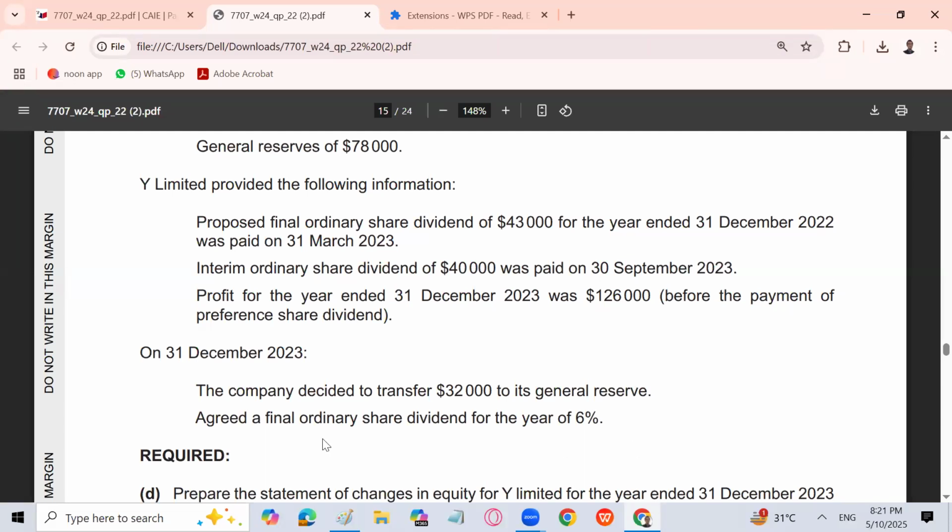This will not come, although it is written agreed, the word proposed is not there. It is not yet paid because it is not yet approved in the annual general meeting. Only paid dividend is recorded in the books. This has not been paid; it is basically the proposed dividend for the end of this year, because it is agreed as a final ordinary share dividend for the year of 6% which is supposed to be paid in 2024. So this will not come in the books, because you have declared and recommended it, but not paid it. So this 6% will not be recorded in the books. This time they used different terminology and language in this question, and students did not understand it at all.